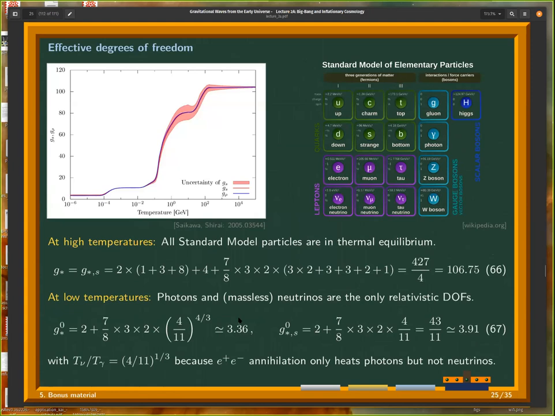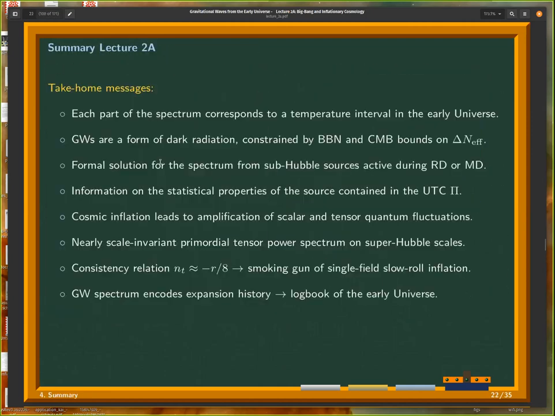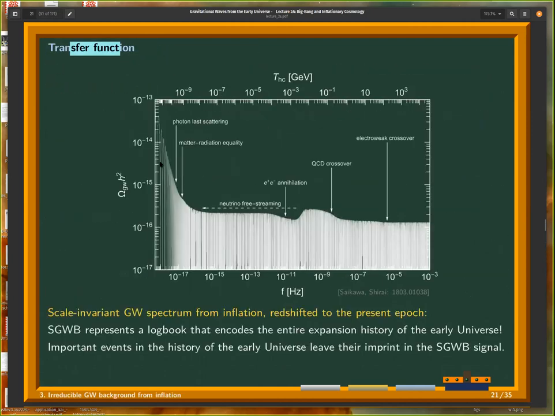And then here, this is the evolution of g_star and g_star_S. You see the biggest drop here at temperatures around a GeV, maybe 100 MeV. So at the time of the QCD phase transition, this is where they changed the most. And this is exactly what you see here in the spectrum. This would be amazing if you could see something like this in experiments, but it's very challenging.